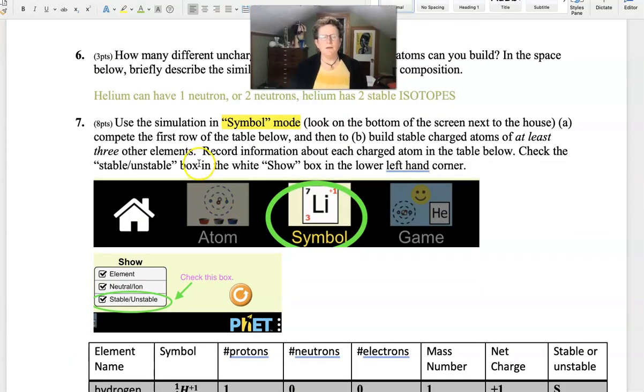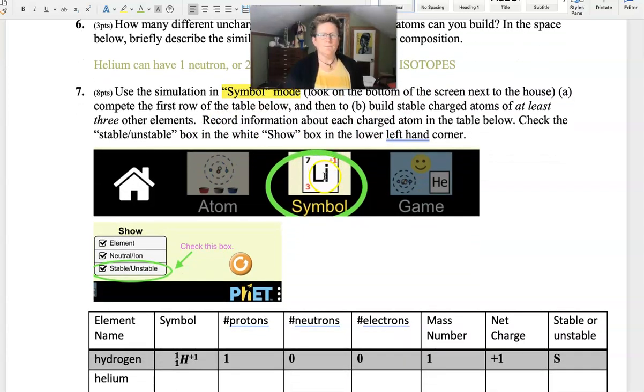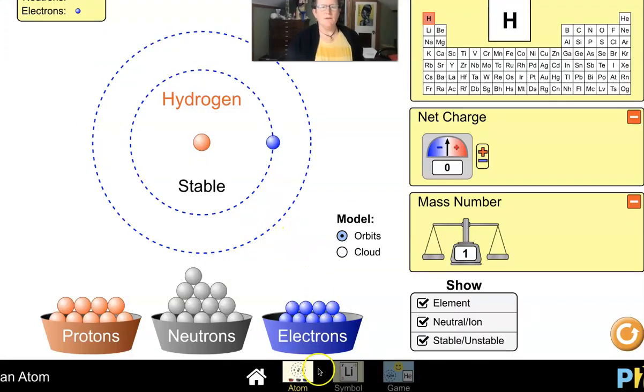So next, we have to use the simulation in the symbol mode. Look at the bottom of the screen next to the house. I'll show you that in a minute. To complete the first row of the table below, and then build stable charged atoms of at least 3 other elements. So here we are in the PhET.